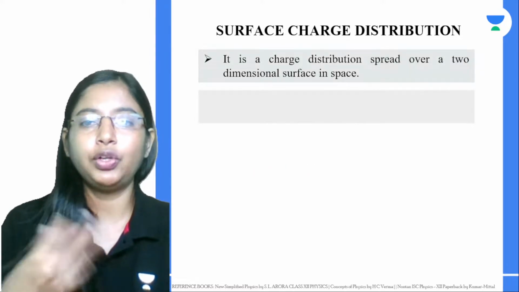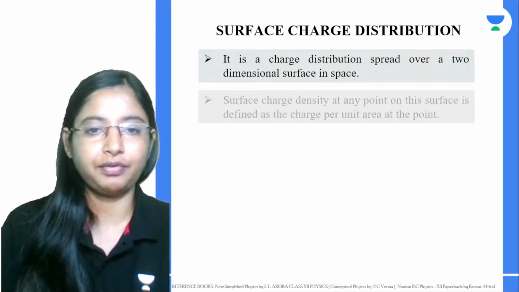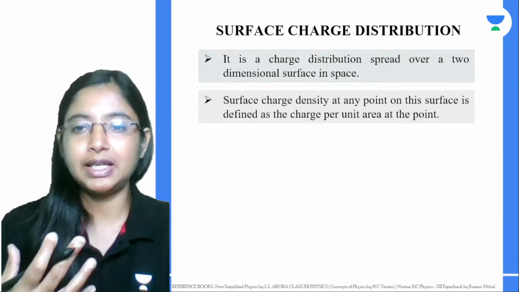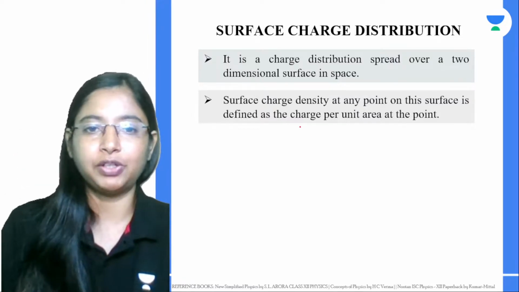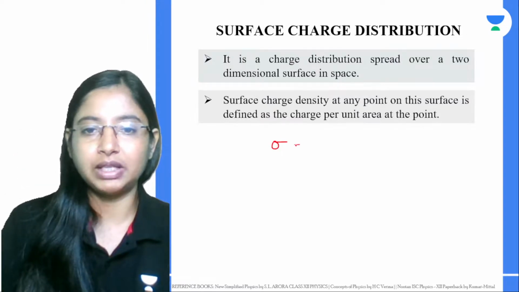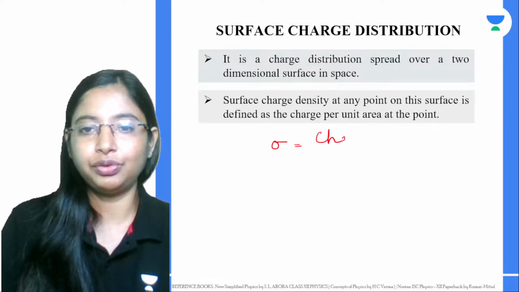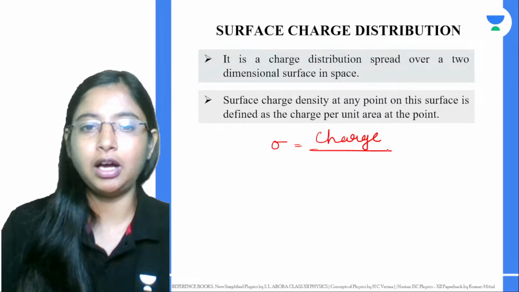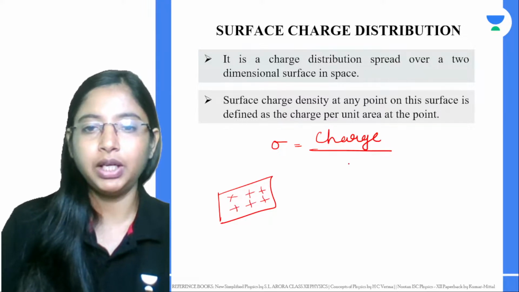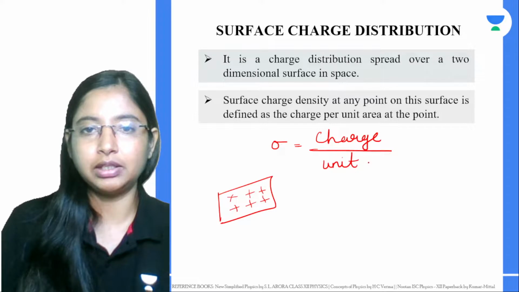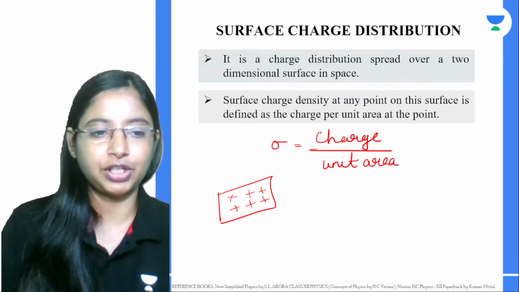Now, if you go into two-dimensional space, then you get a surface charge distribution. In surface charge distribution, think of a circle, right? Then you have an area coming into the picture. Surface charge distribution is given by sigma, and it is charge per unit area: in a given area, how much charge is there. If you take a rectangle, how many charges are there in this particular area? Charge per unit area is basically the surface charge distribution.